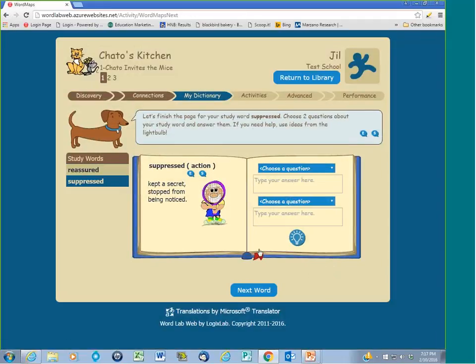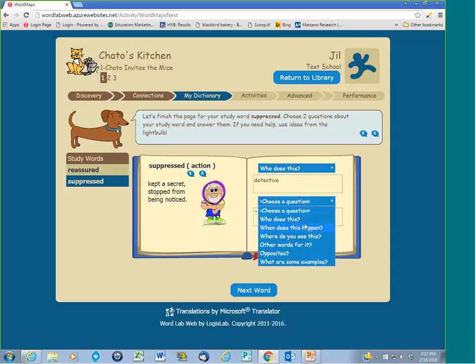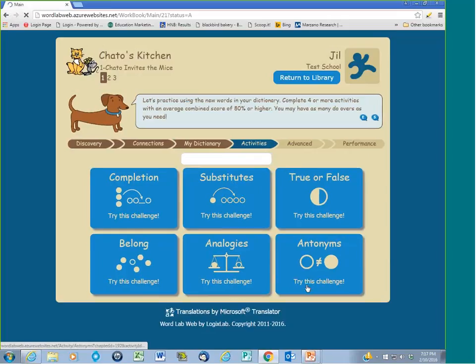On the next word, suppress, that I need to learn, I'm going to try to be a little braver and say, who does this? I would say a detective does this. Don't worry about spelling in here. You're just brainstorming, and it's only you and the person who you will choose to share your dictionary with that will see this. What are some examples of something that's suppressed? A secret code might be suppressed. And again, there's a light bulb if you run out of ideas.